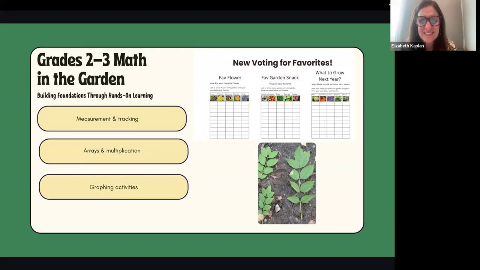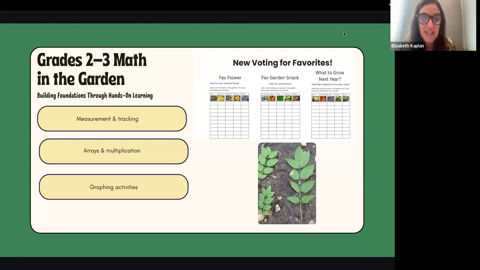What we have here could be done with any grade level. This was put out not by a teacher, but our garden coordinator. So it's done sometimes a couple times a year. Students are in the garden, and again, it's not during math class necessarily. They're voting for their favorite flower that we have. They're voting for their favorite garden snack, and they're voting for what to grow next year.